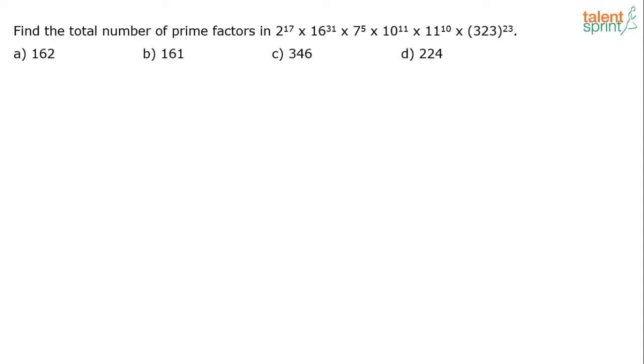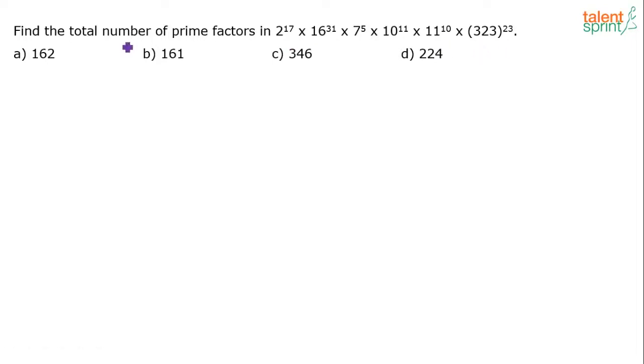Find the total number of prime factors in 2 power 17 into 16 power 31 into 7 power 5 into 10 power 11 into 11 power 10 into 323 power 23. Quick. Okay, let us discuss this now. Here we go. Find the total number of prime factors in 2 power 17 into 16 power 31 into 7 power 5 into 10 power 11 into 11 power 10 into 323 power 23.